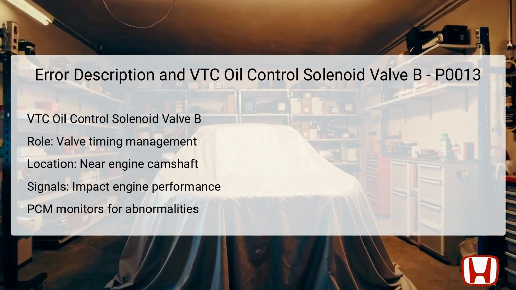When the PCM, or powertrain control module, detects that the return signal from the VTC oil control solenoid valve B does not correlate with the output signal, it stores DTC P0013 as a fault code. The PCM's monitoring ensures that any operational abnormality can be identified and addressed promptly, maintaining the vehicle's performance standards.